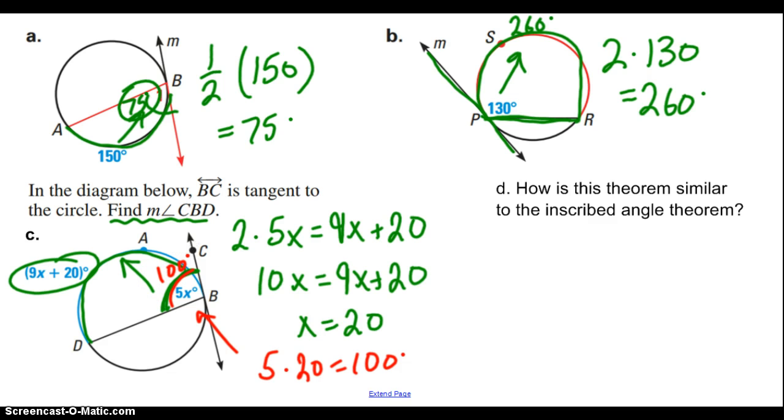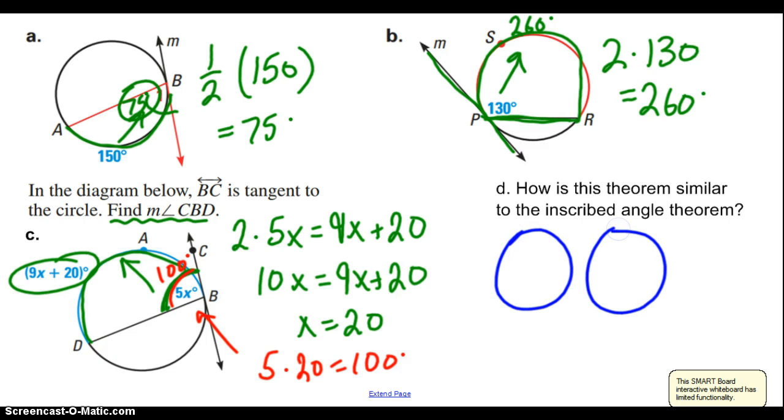D, how is this theorem similar to the inscribed angle theorem? Well, they're actually pretty similar. In both of them, I've got an angle that comes in, has its vertex on the edge of the circle, and goes back out. The only difference is that in the inscribed angle theorem, both of the sides of the angle are chords, but in this new theorem, one side is a chord and the other side is a tangent line. But that doesn't matter.